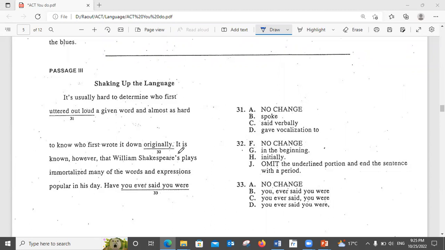Yes, both questions are about redundancy. Here, when I say it's usually hard to determine who first uttered out loud. So to utter is to say it out loud. So there is no need for this. So this has redundancy. Said verbally, of course, when we say we do verbal action. Gave vocalization to, that's very awkward. So the correct answer is B, spoke is correct.